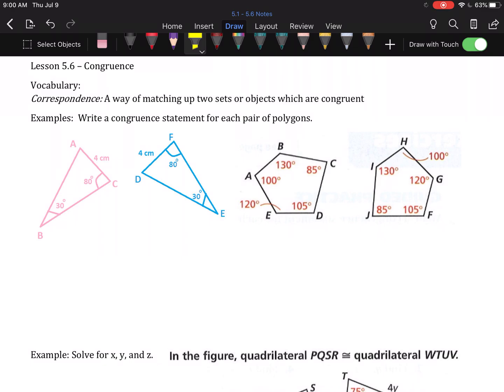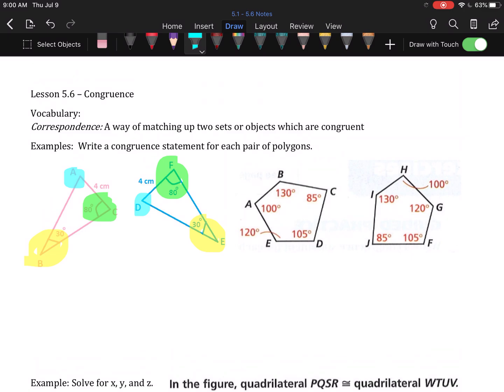Now, what I want to point out here is we're most often going to want to work from the angles. So in these two triangles, there are 30-degree angles. There are 80-degree angles. And there is an angle that's not known. Quite frankly, we don't care what it is, because the other two angles are the same in those triangles, the third angles match up. So now we just have to name these.